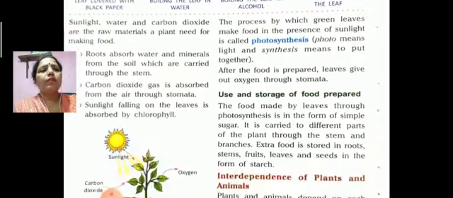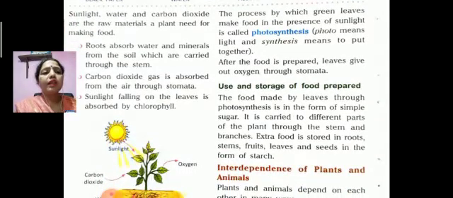So now we will learn about the use and storage of food prepared. The food made by leaves through photosynthesis is in the form of simple sugar. It is carried to different parts of the plant through the stem and branches. Food is stored in roots, stem, fruits, leaves and seeds in the form of starch.